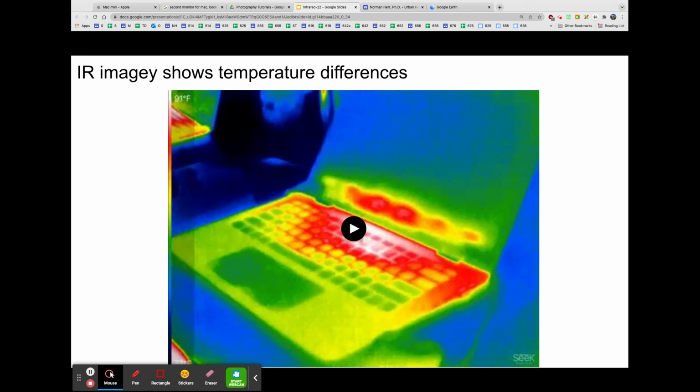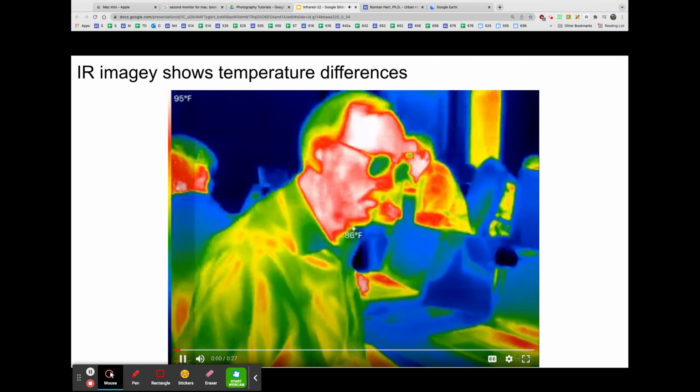So here's a movie. One of the features with these infrared cameras is they allow you to take movies. So let's go ahead and watch this movie. Let's try it again.